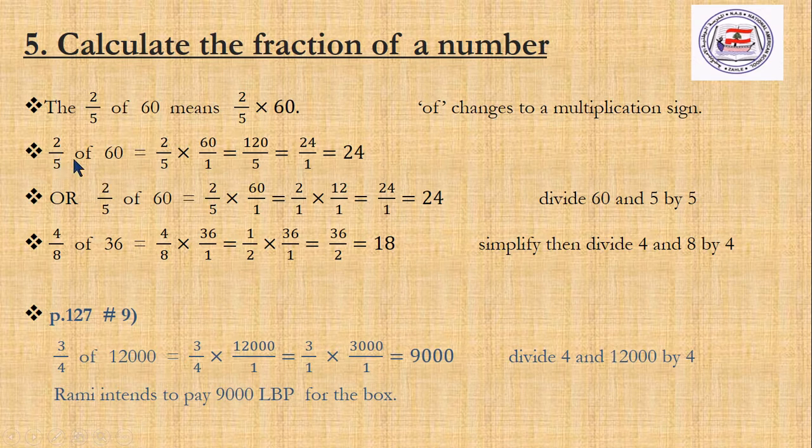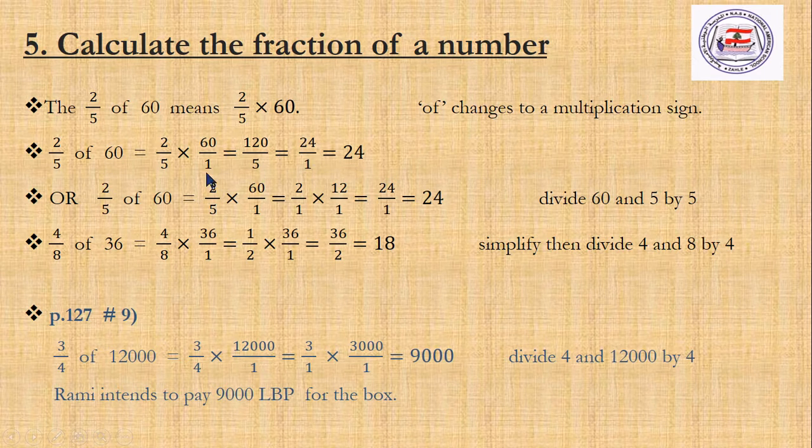Let's see how. 2 over 5 of 60. It is 2 over 5 times 60. 60 is over 1. Then we multiply. 2 times 60, 120. 5 times 1, 5. We can simplify. Divide both by 5. We get 24 over 1. 24 over 1 is 24.